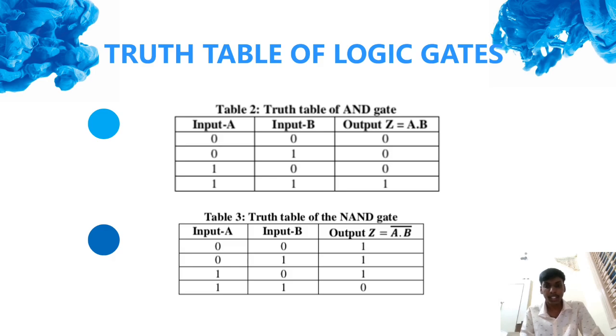Truth table of the NAND gate. If both inputs A and B are 0, then the output Z equals 1. If both inputs are 1, then the output is 0. If any one of the inputs is 0, then the output is 1.